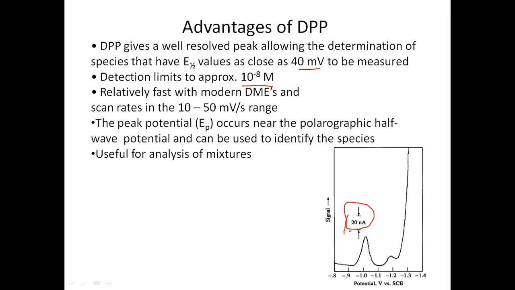It is a fast experiment where scan rates of around 10 to 50 millivolts per second can be applied, and the peak potential we get is equal to the polarographic half-wave potential and can be used for identifying the particular electroactive species. Because the peaks are resolved in the polarogram, based upon the peak at a particular potential, the E half value can be determined. Based upon the E half value, you can determine which kind of electroactive species is present in the sample. So it is useful in analyzing mixtures.